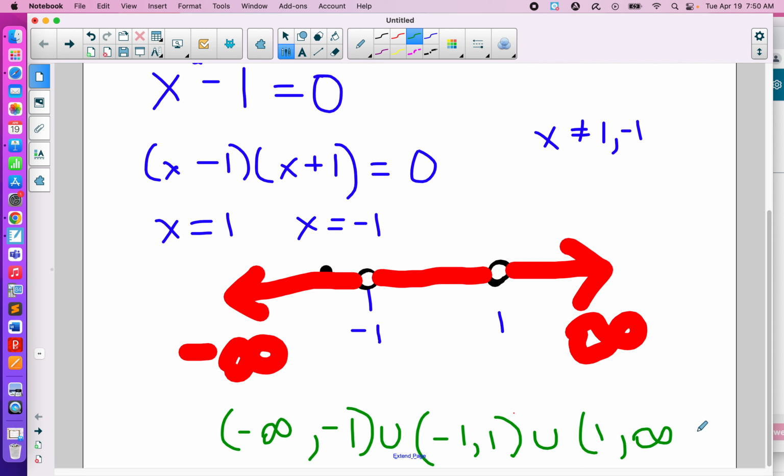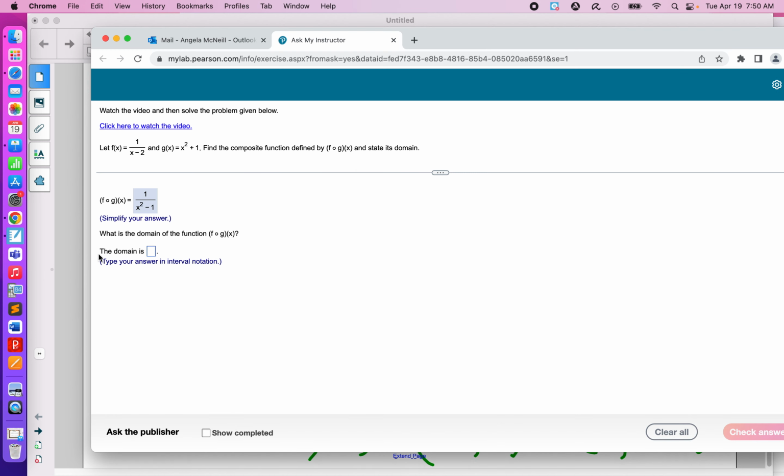You need to be careful with the directions because sometimes they don't say anything, and sometimes they'll say separate each region with a comma. So what does it say here? It says type your answer in interval notation. So that's what you type in there. Hope that helps.